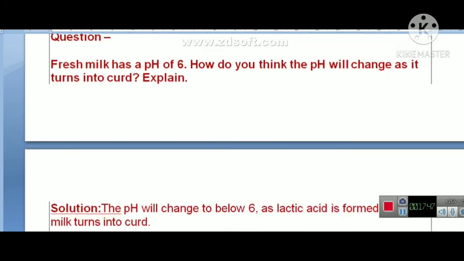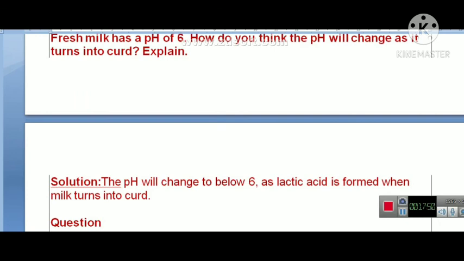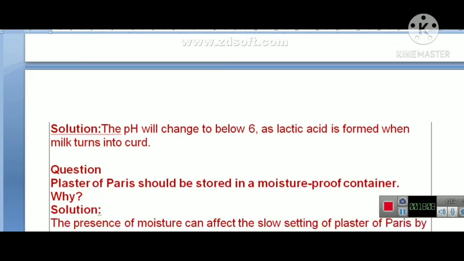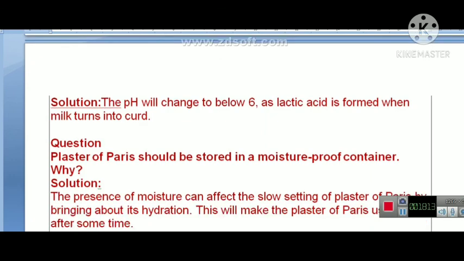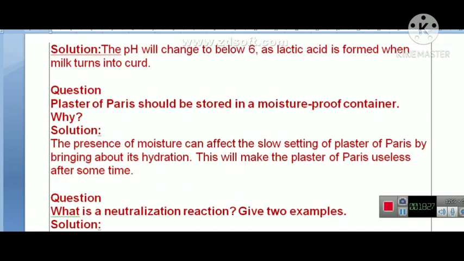Fresh milk has pH 6. How do you think the pH will change as it turns into curd? You know that curd is sour. It gets changed into some acid. Therefore, as fresh milk has pH 6, when it changes into curd, its pH will get lower. So, the pH will change to below 6 as lactic acid is formed due to curd formation. Milk turns into curd because lactic acid is formed.